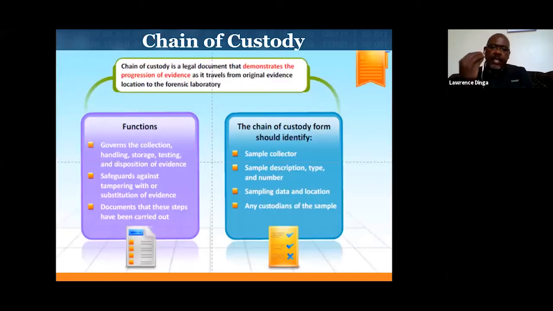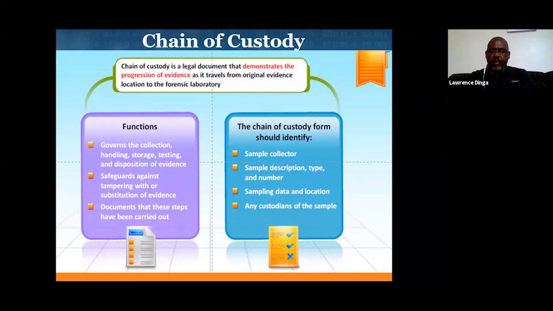So you can see the chain of custody is a legal document. That is why when it comes to court, you need to prove that the chain of custody has not been broken. It's a legal document that demonstrates the progression of evidence as it travels from the original evidence location to the forensic laboratory, eventually to the time of presenting in the court. So what are the functions of this? It governs the collection, handling, storage, testing, and disposition of evidence. It safeguards against the tampering with or substitution of evidence, and documents that these steps have been carried out.